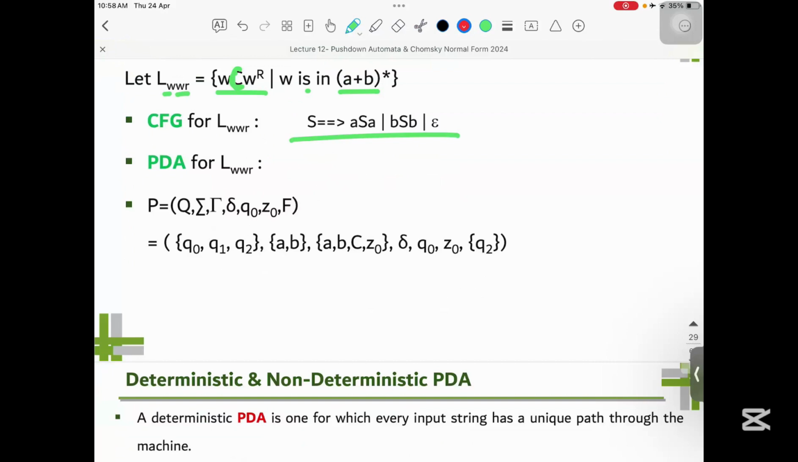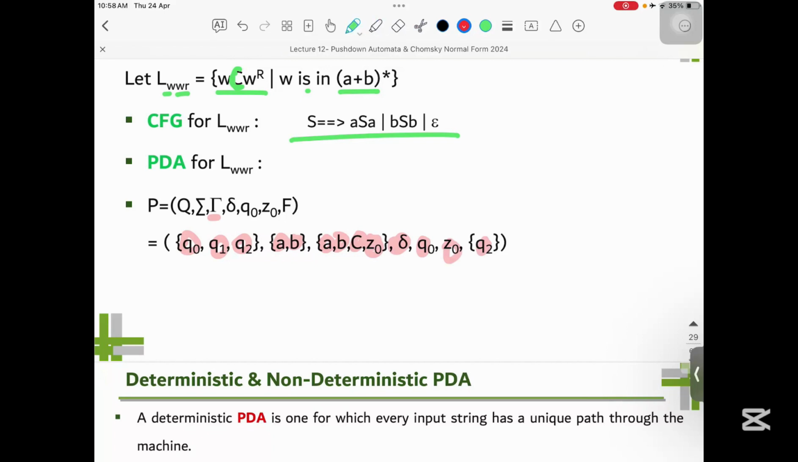So Q is the set of states, which, in order to make that diagram, we have Q0, Q1, and Q2. The inputs are A and B, and inside this, we will also have C. And then we will also have Z0, which is something that is inside the stack. And this is the transition function we already know. This is the starting state, this is the final state, and inside the stack, the empty is represented by Z0.